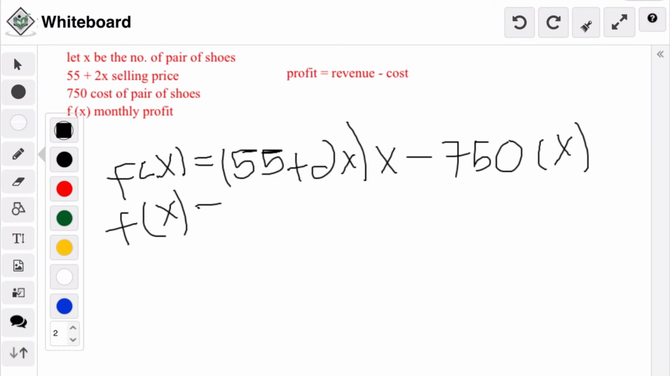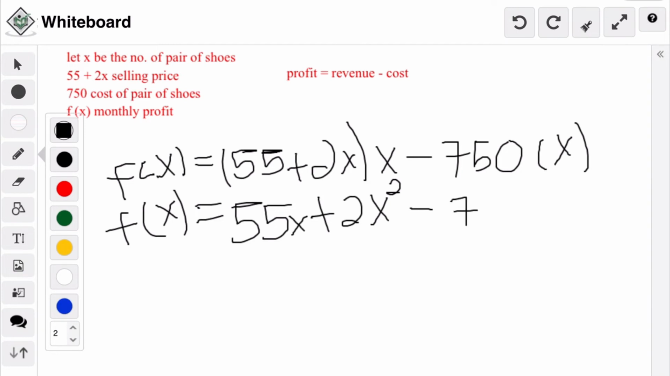So the next thing to do is we will again put f of x is equal to, we will multiply the first term, 55, by x, which is 55x, plus 2x times x is 2x squared, minus 750 times x, which is 750x.